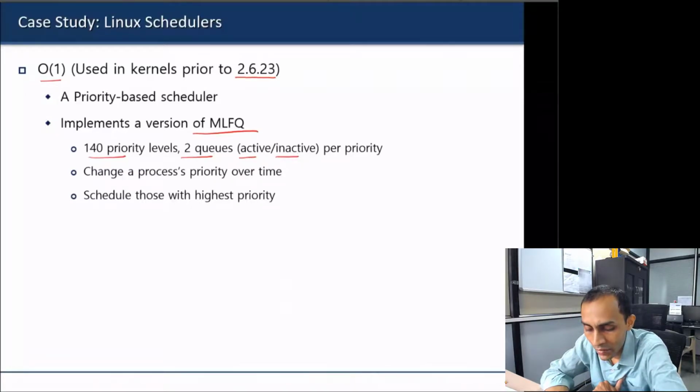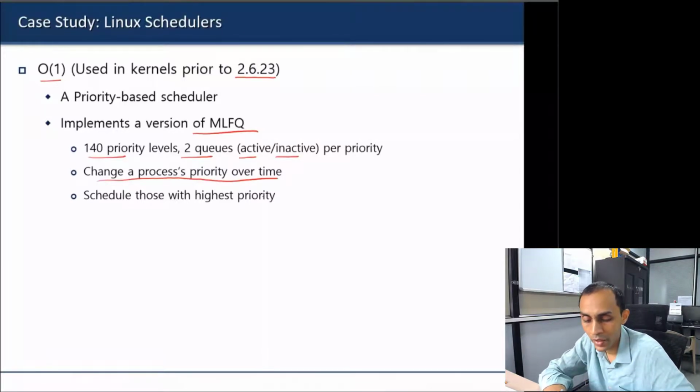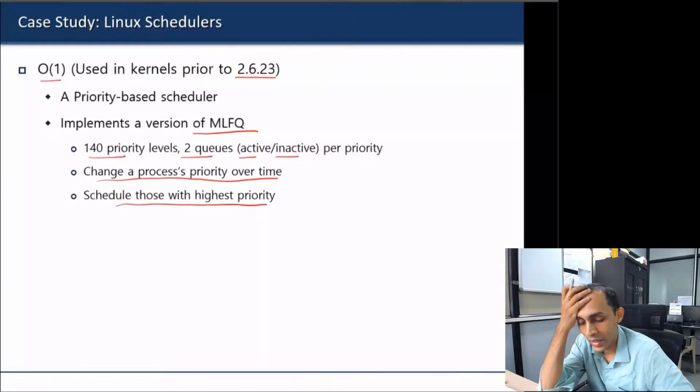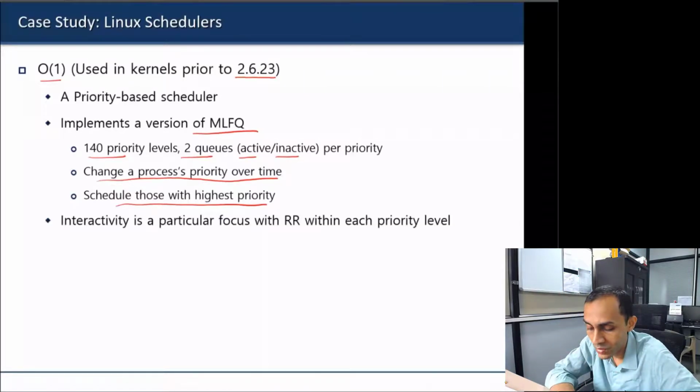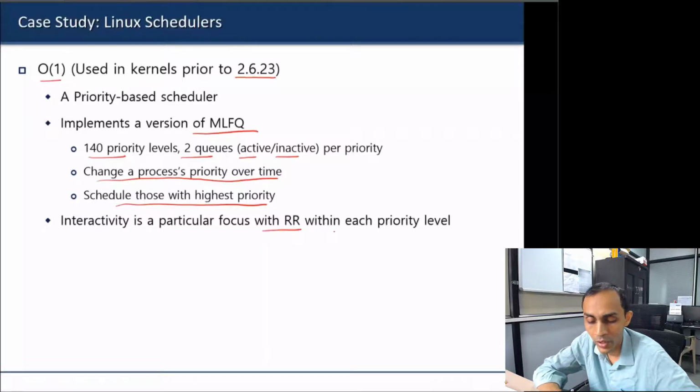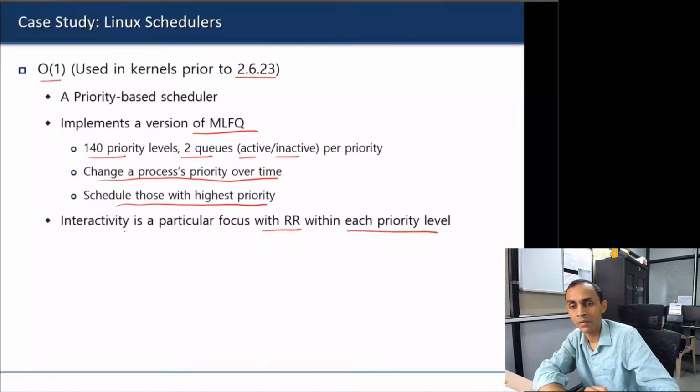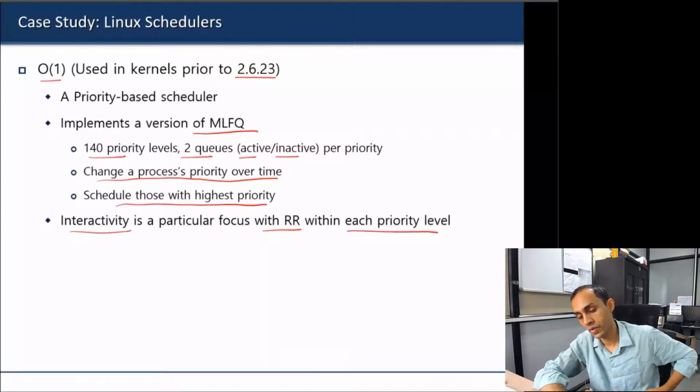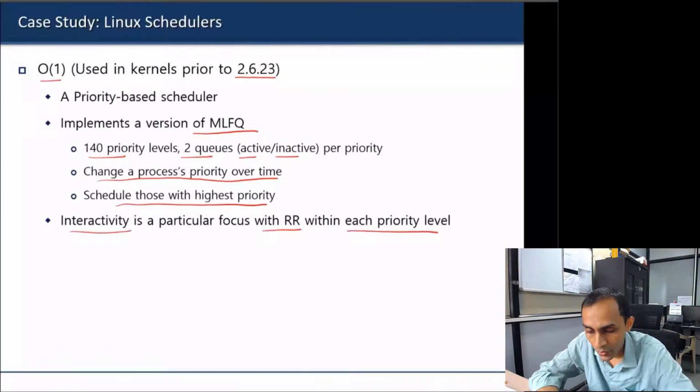And again, there were ways to change the process priority over time, so similar rules like MLFQ would apply for that purpose. And of course, we schedule those with the highest priority first. Interactivity was the main focus, so within each priority level the processes run round robin with certain time quanta, so that you have good interactive performance. But this is now no more used. It was used only till that version, and there was some weighting mechanism also, but I'm skipping that.